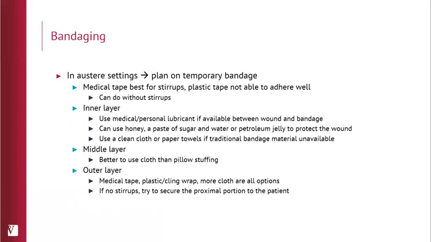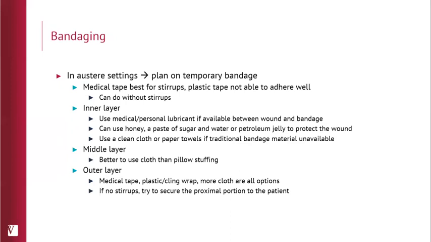So if you have access to medical tape, that is what works best for making stirrups for the underneath of the bandage. Any type of plastic-based tape is not going to adhere very well. And you can do without stirrups if you need to. If our goal is primarily just to get wounds covered and/or to try and just temporarily stabilize a fracture luxation, it's not going to be the end of the world if we don't have stirrups. So don't get too worried about that.